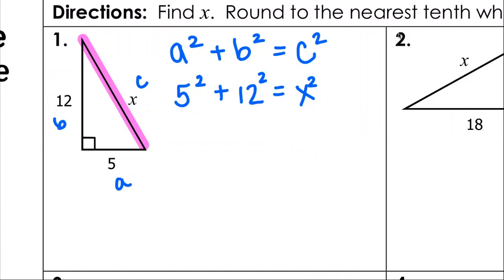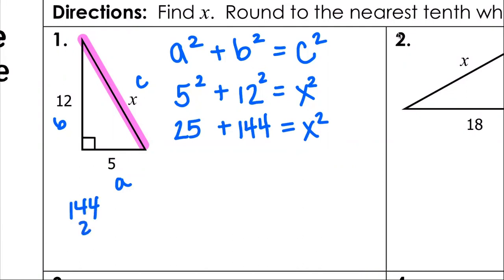So we know that 5 squared is 25. Remember, this is all without a calculator. 12 squared is 144. Okay. Now, 144 plus 25 would be 169. Okay, so this is why we did all of our work with squares and square roots.